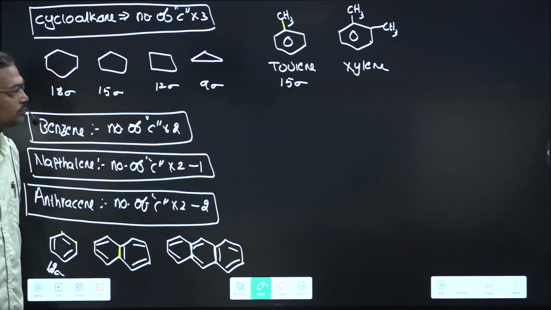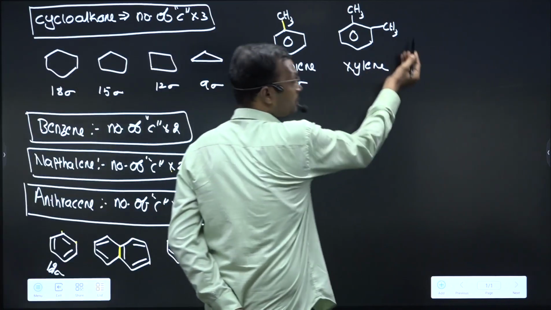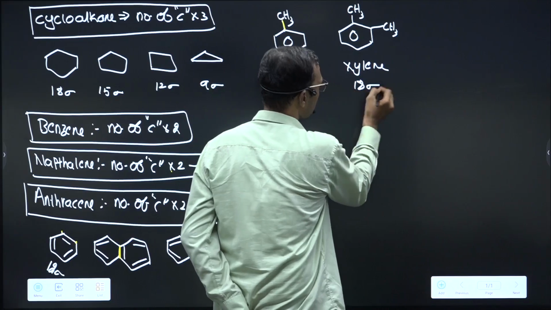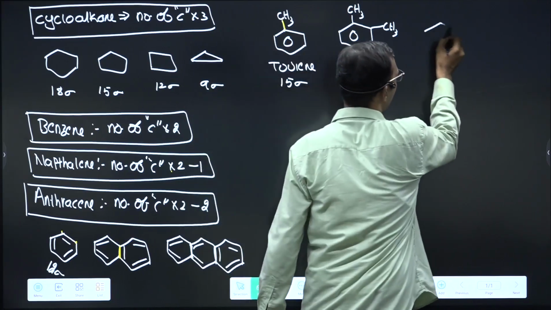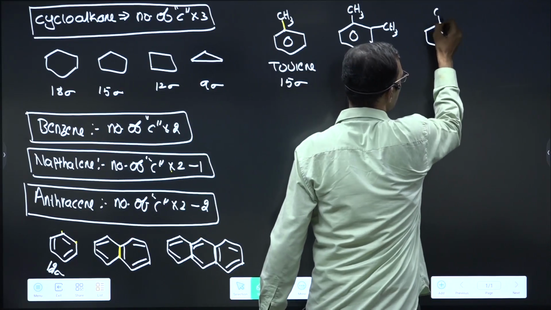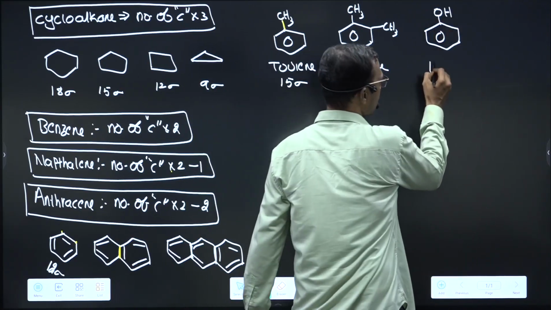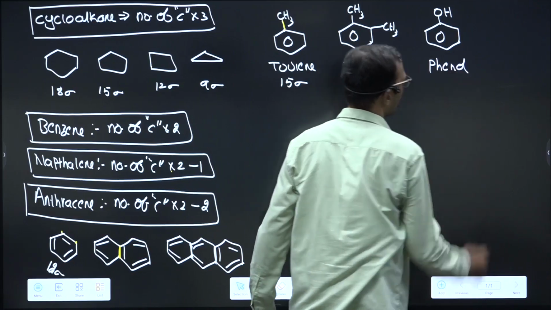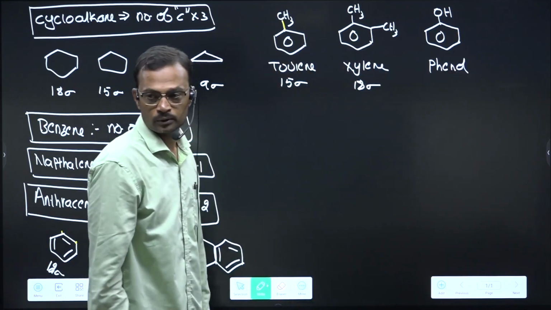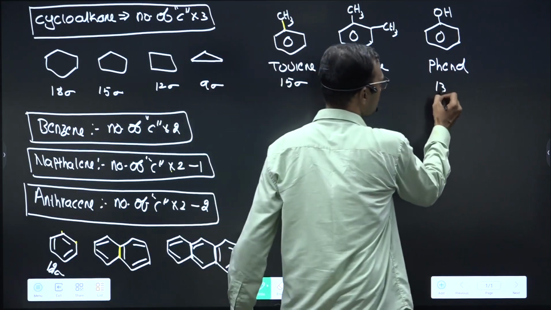How many? That is 18. Here this is 15, add methyl. Then how much? 18 sigmas. This is phenol. How many sigma bonds on phenol? Is it phenol? Phenol carries how many sigma bonds? 13. It is 13 sigma bonds.